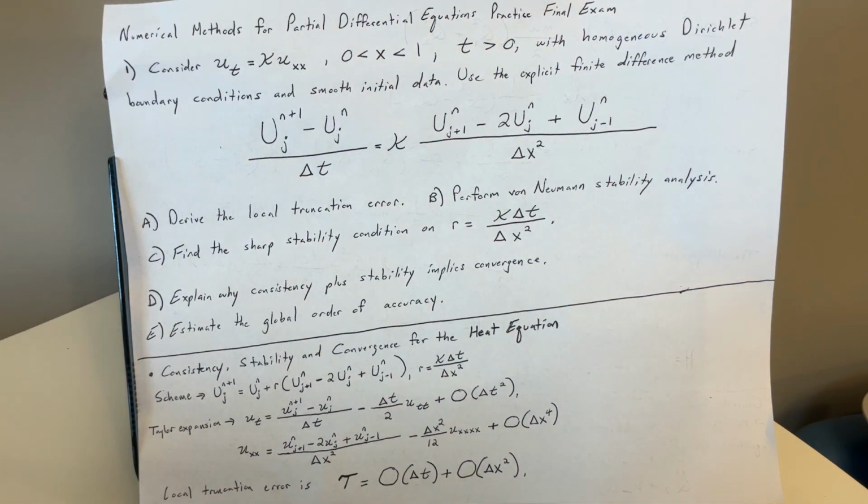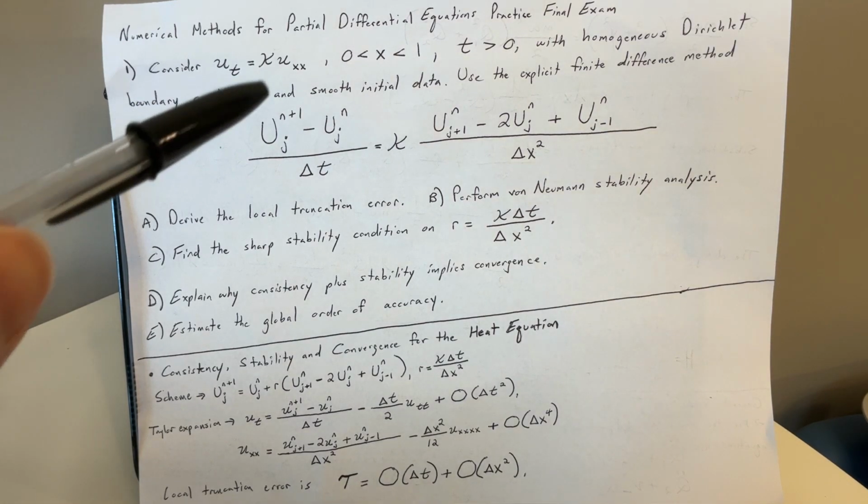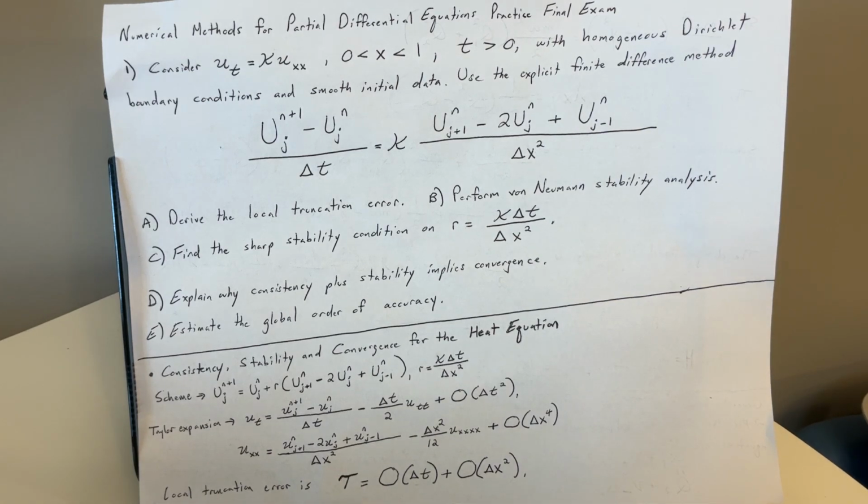So this is part one of numerical methods for partial differential equations practice final exam. So let's begin. Number one, consider u sub t equals kappa u sub xx, where 0 is less than x is less than 1, t is less than 0 with homogeneous Dirichlet boundary conditions, and smooth initial data.